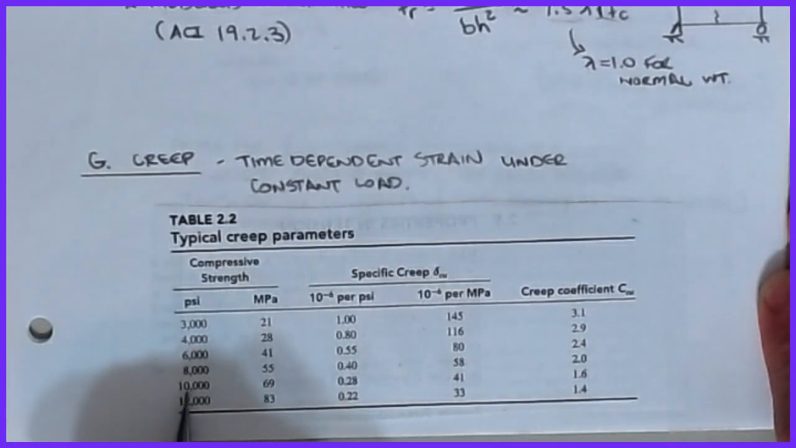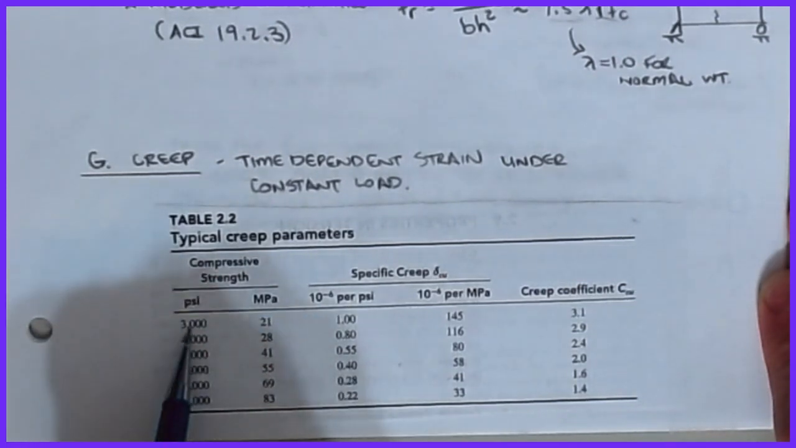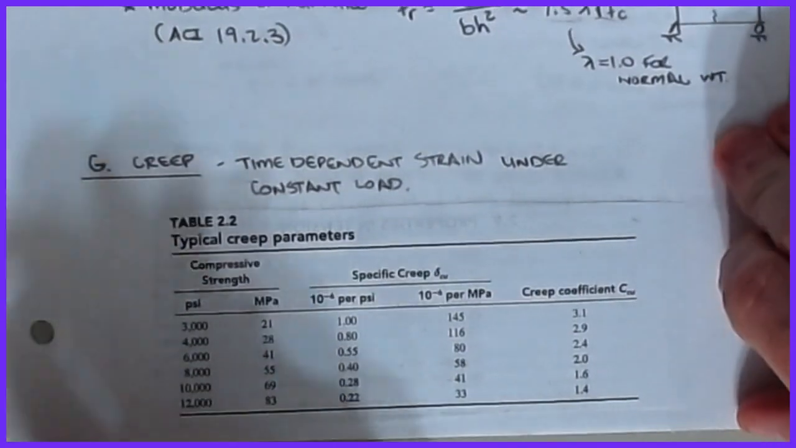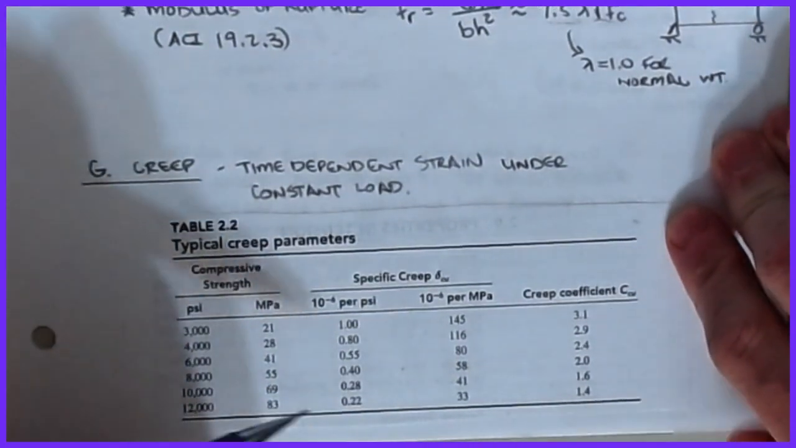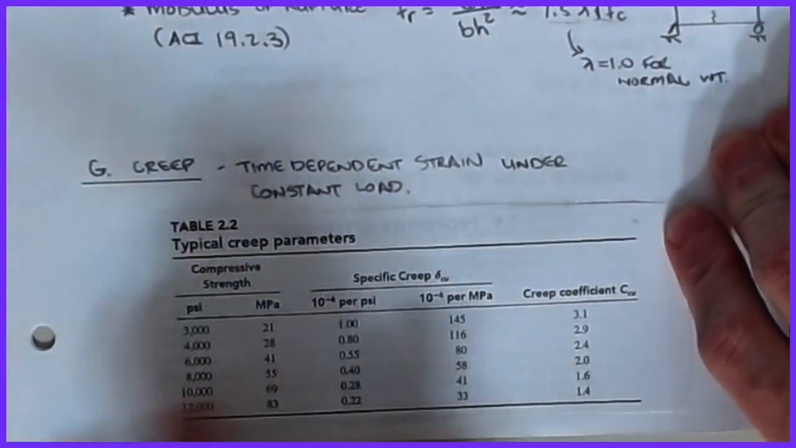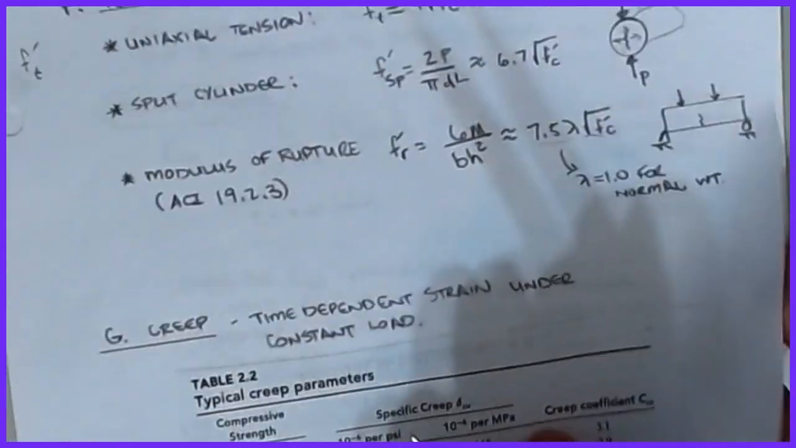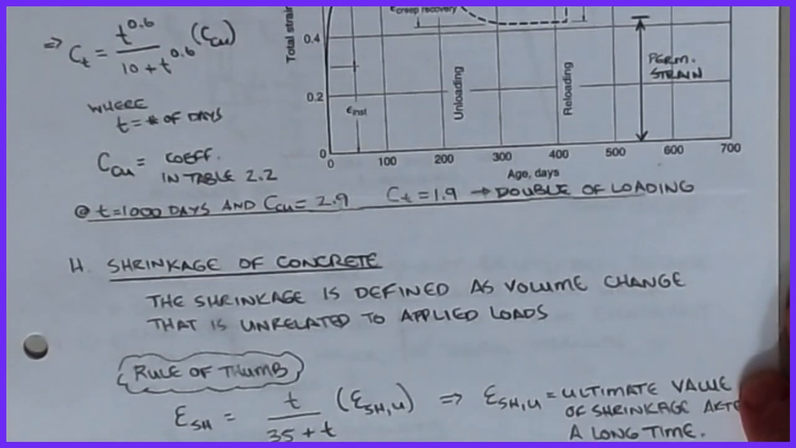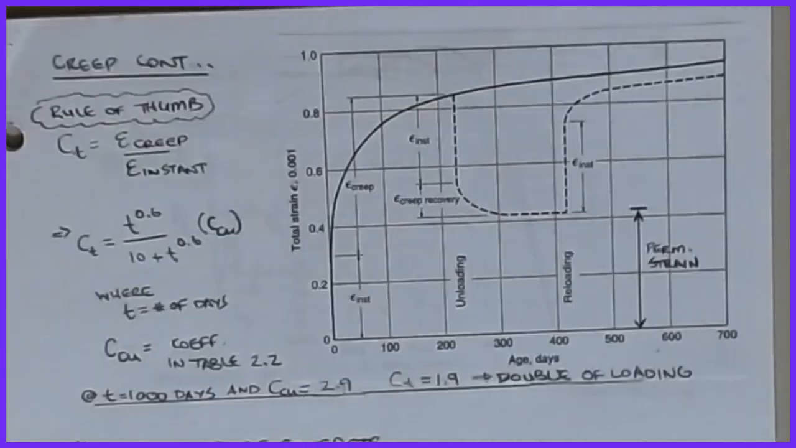So you can see that if we get down to like 10,000 psi, our coefficient is 0.28, but if it's only 3,000 psi concrete strength, we're nearly 4 times that value at 1.0. So there are some pretty significant differences, especially in the lighter strength concrete values. Okay, the table that really matters to us though is the next one, and so we'll talk about that as well. Okay, and so here's what we have.